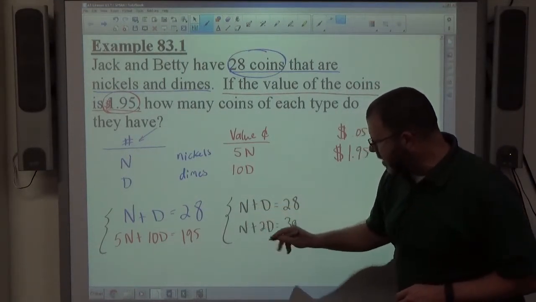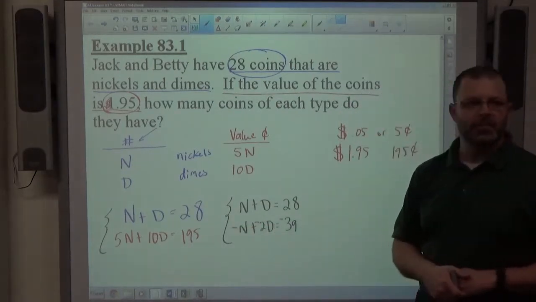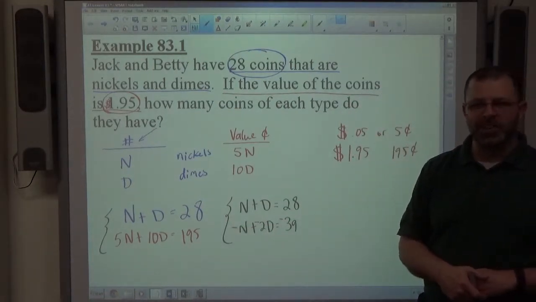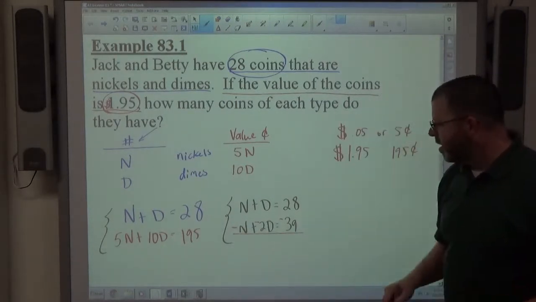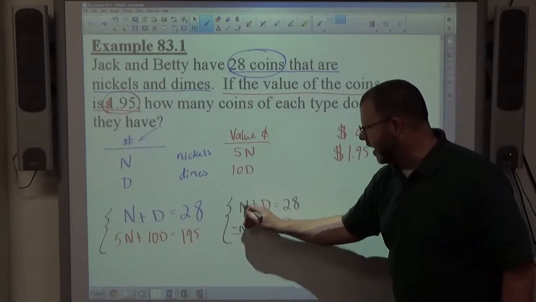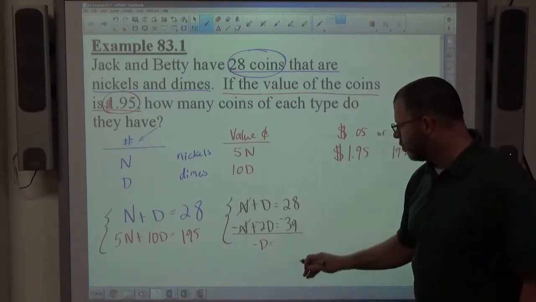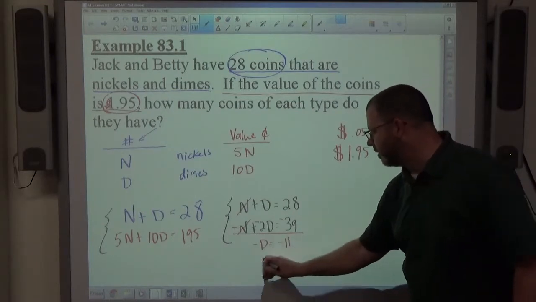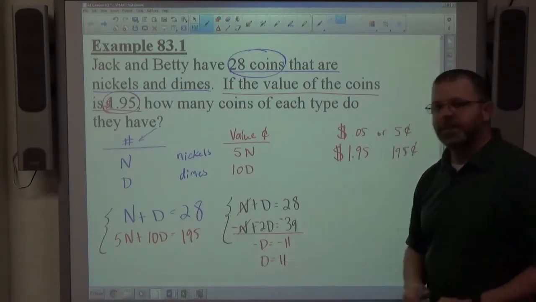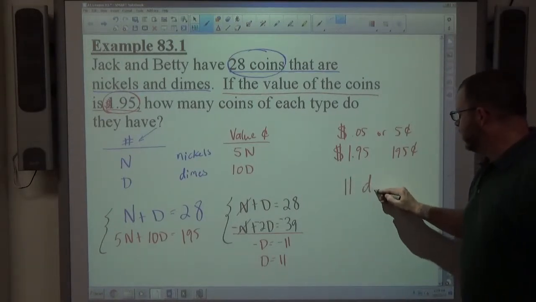N and N are supposed to be opposite, so I'm going to change that to negative, negative, negative. Could also change the signs of the top equation, doesn't matter. If I add the equations together now that I've made everything opposite on the bottom, N minus N cancels. D minus 2D makes negative D. 28 minus 39 makes negative 11. So if minus D is negative 11, then positive D is equal to positive 11. So we have 11 dimes.